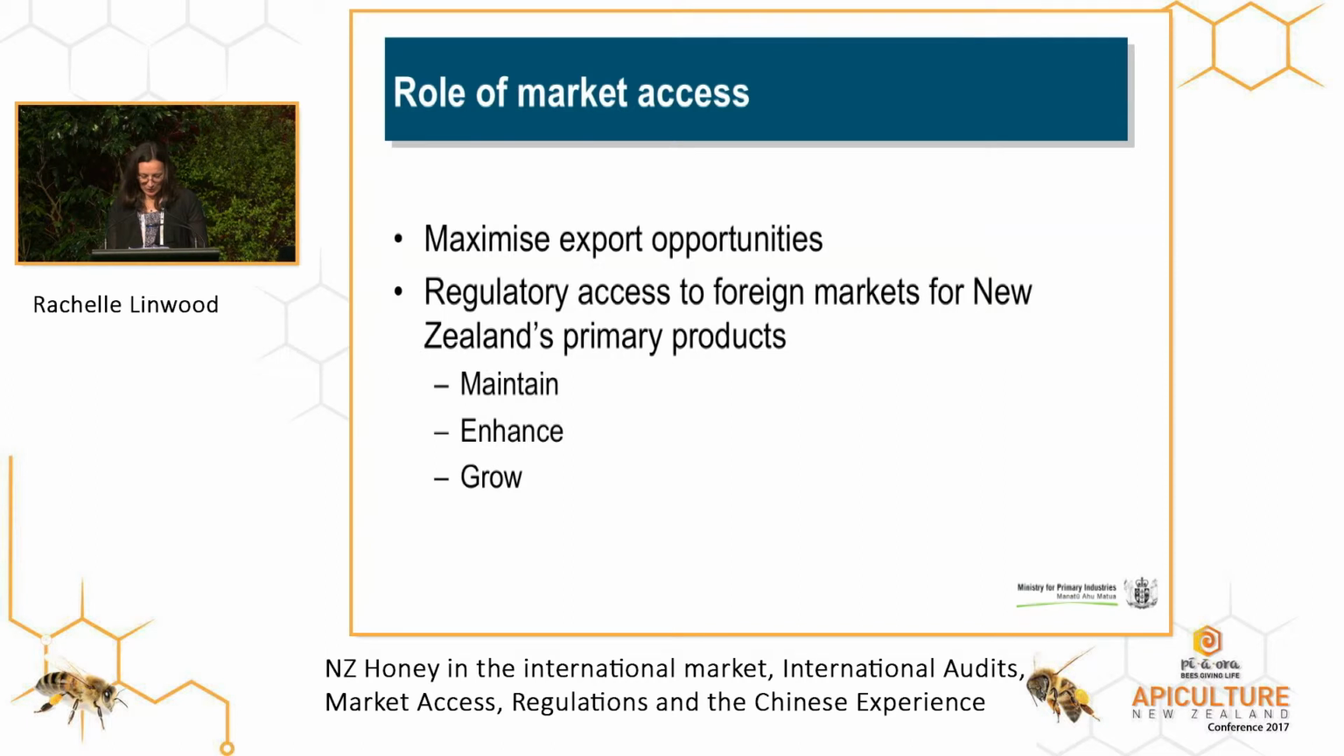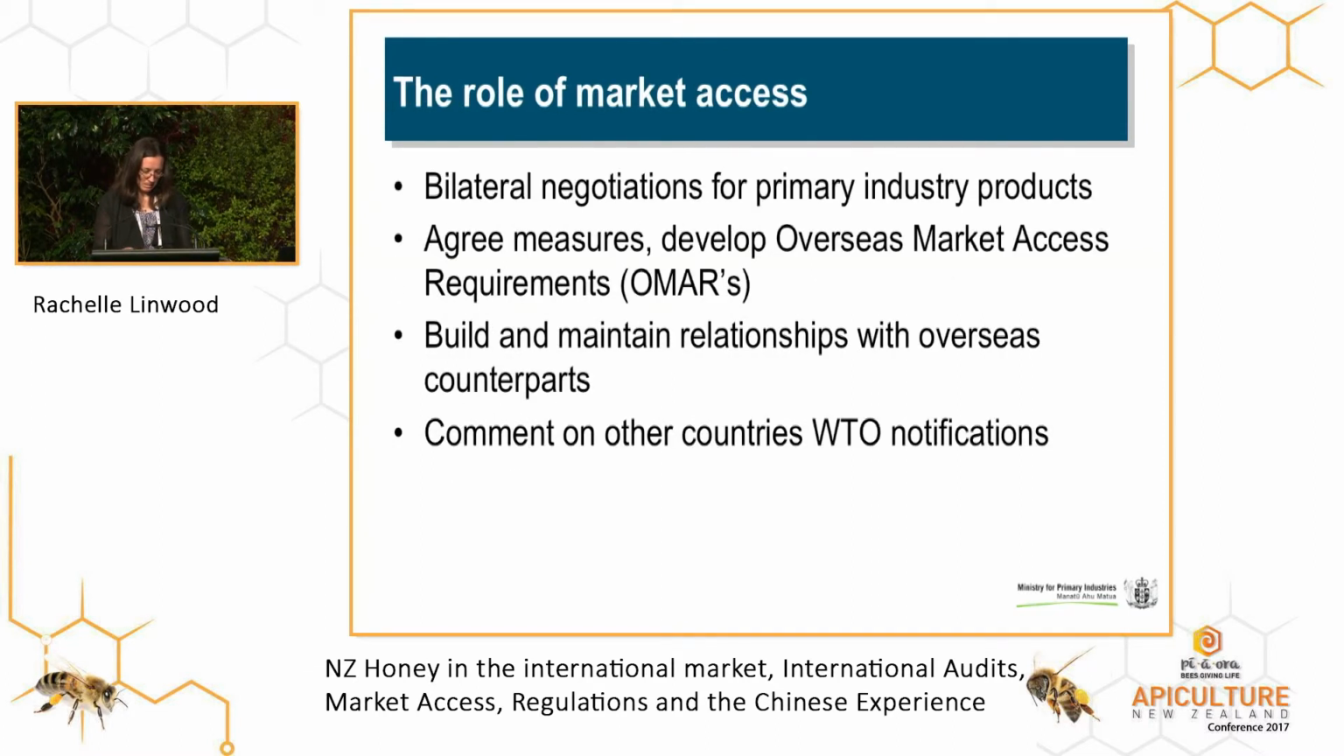We're also seeing with the global trend that governments are starting to control health claims with regards to what can and cannot be made on labels. So that's no longer staying in the commercial arena. The market access teams in MPI undertake government-to-government negotiations for primary industry products, and these often result in export certification.